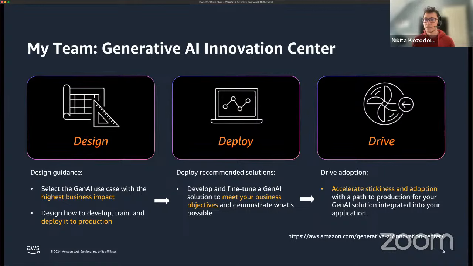This gets us working with many different customers from many different industries, and this is how I was also able to get some experience working with those models as well.